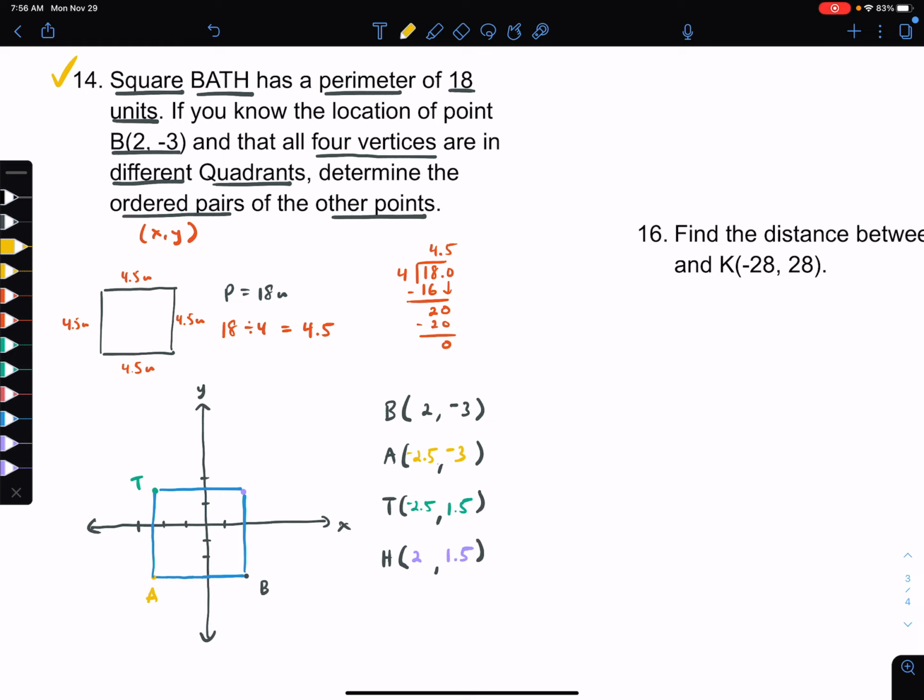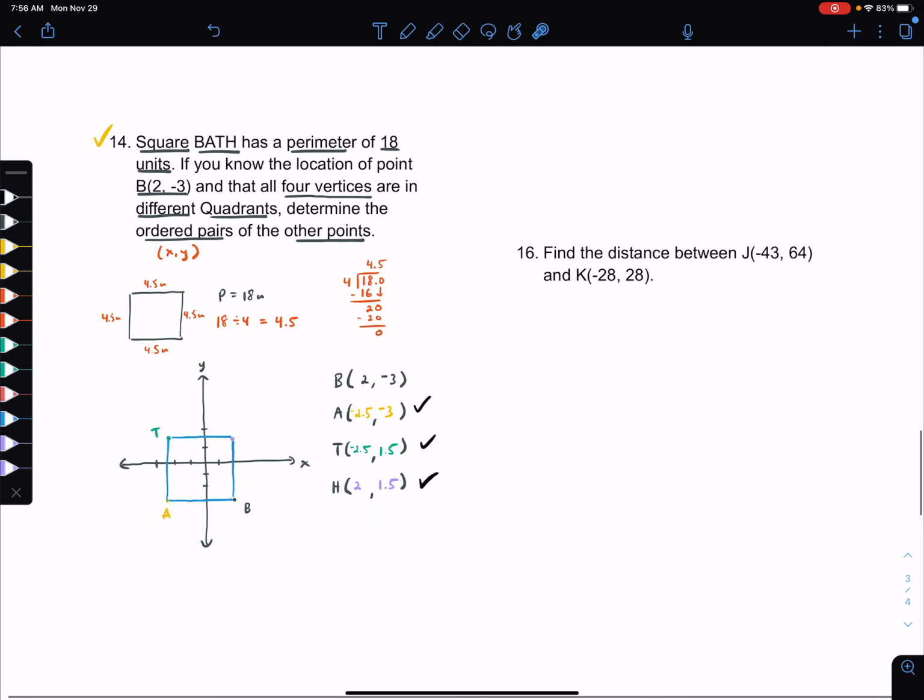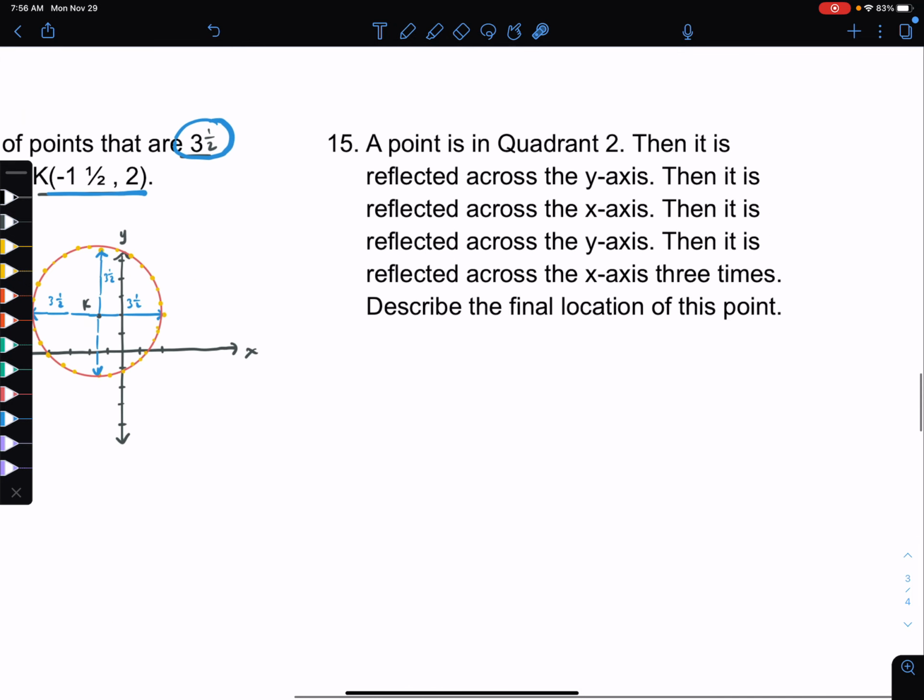So these 3 other points we had to kind of solve for, A, T, and H. I think we have them now, and they're all in different quadrants, right? So quadrant 1, quadrant 2, quadrant 3, quadrant 4. There's 14.